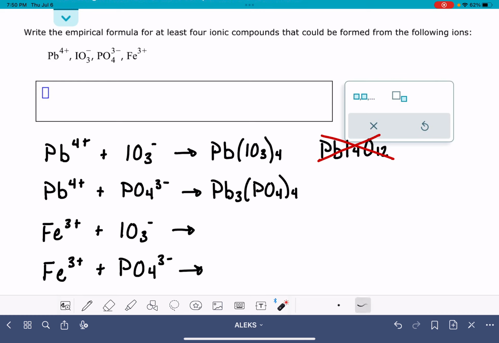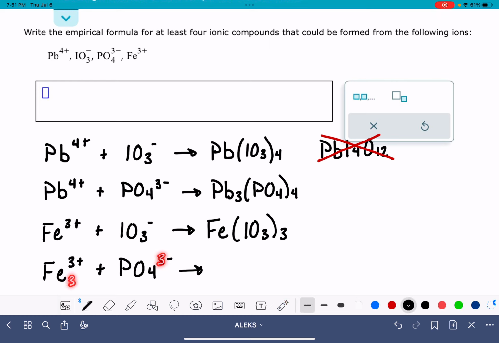The charge of the IO3 is the quantity of the iron that we need. That's just 1. And the charge on the iron is the quantity of the IO3. So that's a 3. And then last but not least, the charge on the phosphate is the quantity of the iron, Fe3. And the charge on the iron is the quantity of the phosphate, PO4 3.